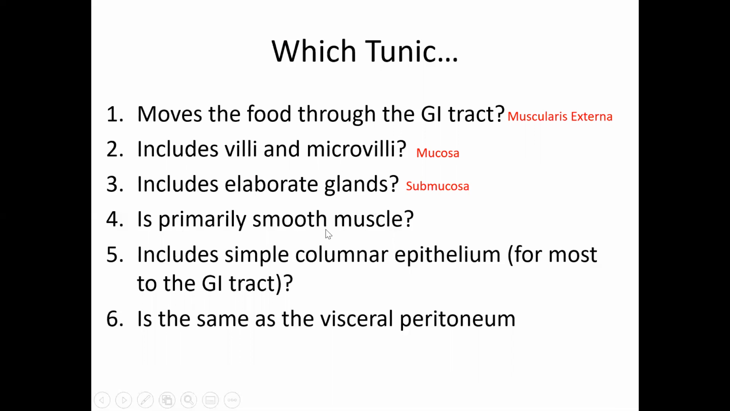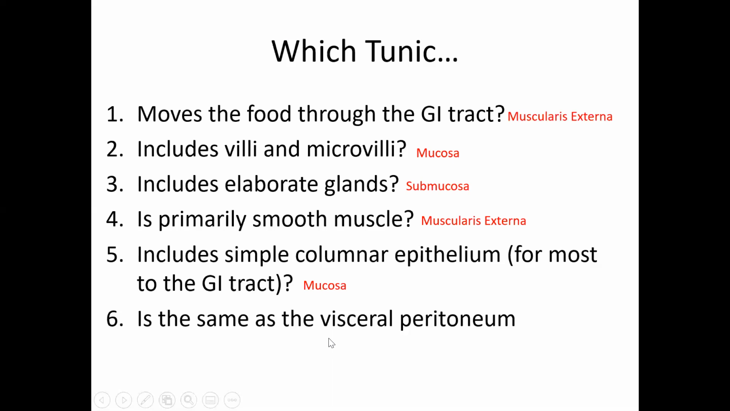Which one is primarily smooth muscle? We already answered that one. That would be the muscularis externa. Which one includes simple columnar epithelium? An epithelium would be at a surface, so we've got 2 choices. Is it the serosa or the mucosa? The mucosa is the one that's lined with simple columnar epithelium for almost all. Again, there are a couple of organs that are an exception.